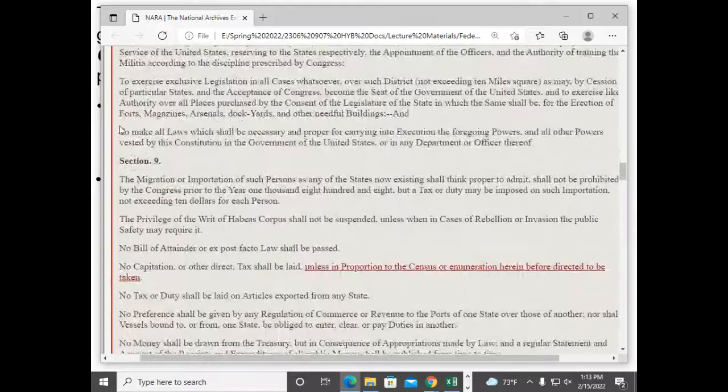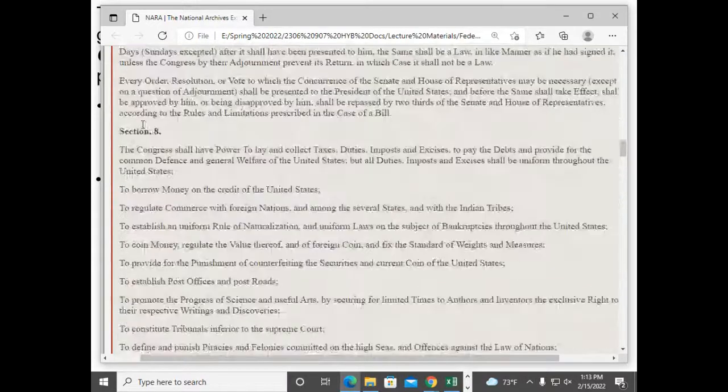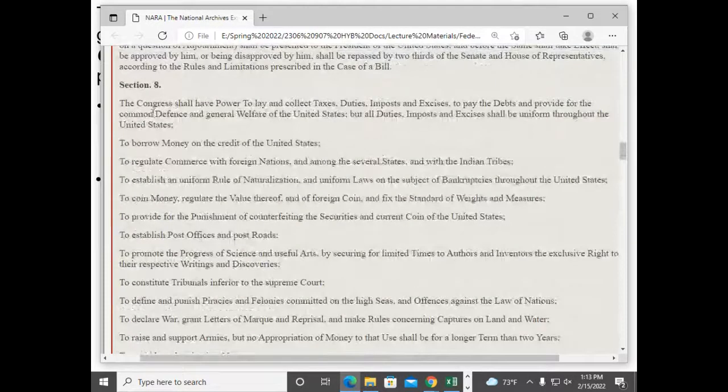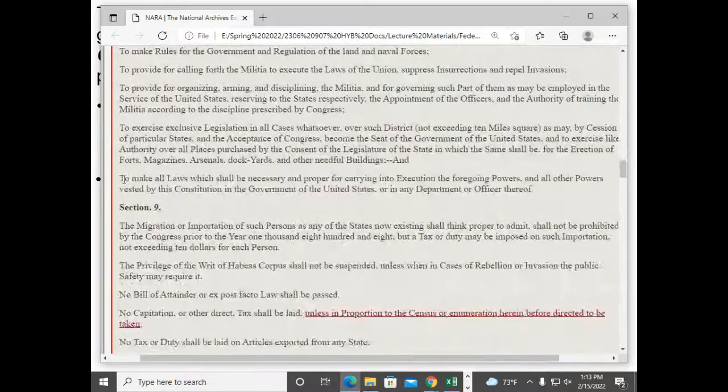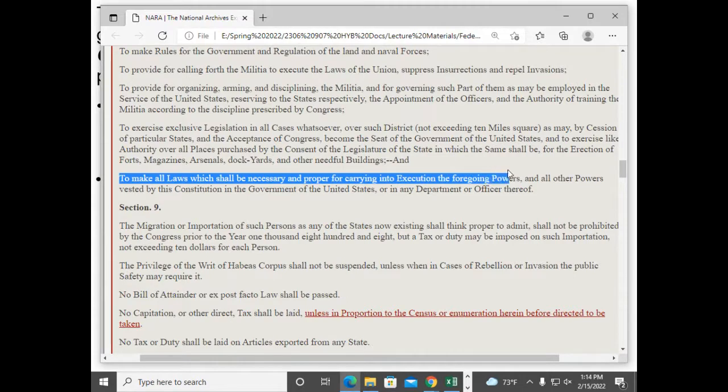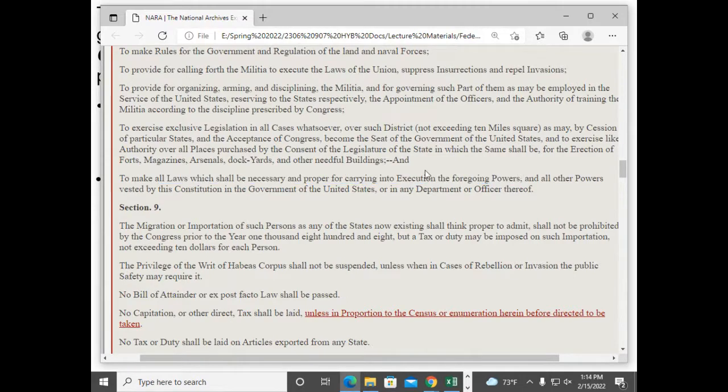Look at this, though. We scroll all the way down. Look, here are the delegated powers of Congress. Everybody sees that, right? The delegated or enumerated powers of Congress. But if we scroll all the way down to Clause 18, look what it says. It says, Congress shall have the power to make all laws which shall be necessary and proper to carry into execution the foregoing powers, and all other powers vested by this Constitution in the government of the United States or any department or officer thereof.